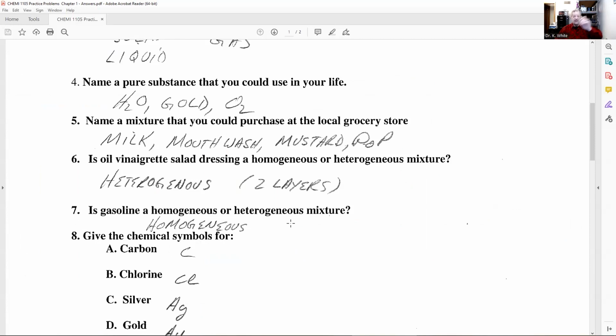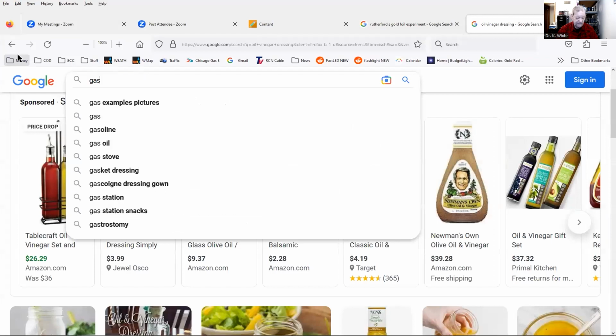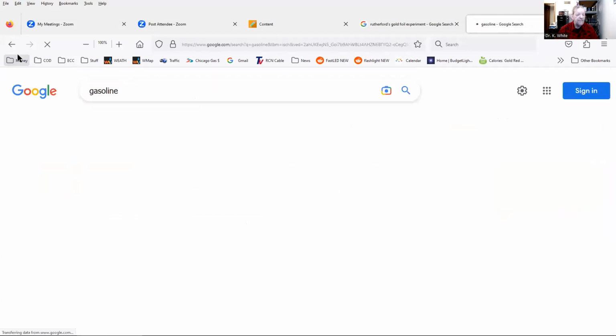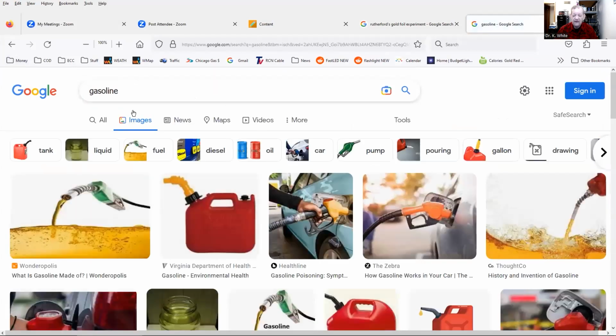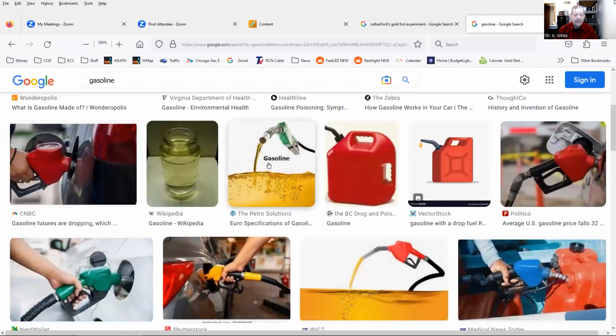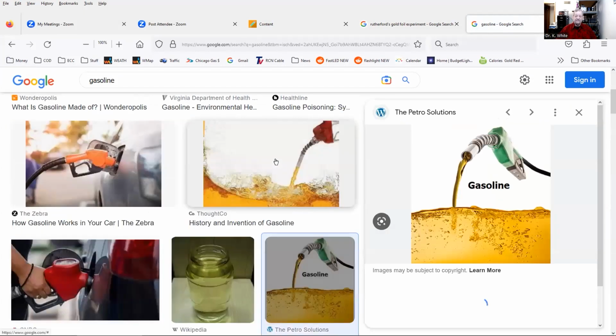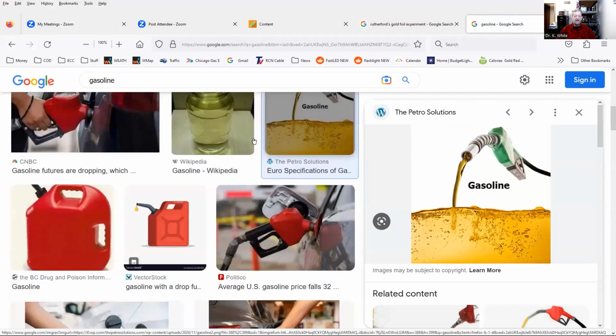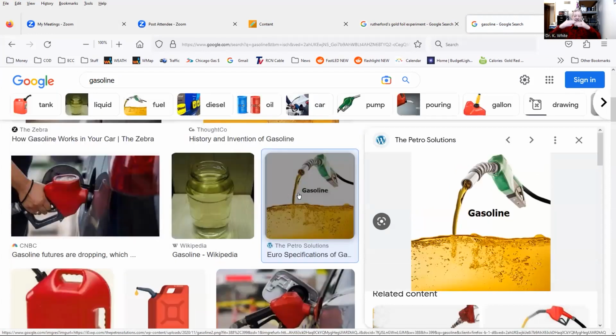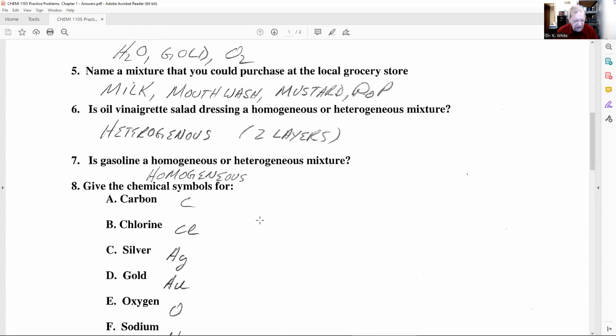Well, if you had a sample of gasoline, let's see if I can find one. And here we have a picture of it. If you saw it, you'd see it's the same throughout, and that means it's homogeneous.